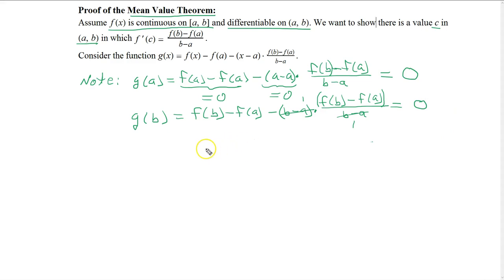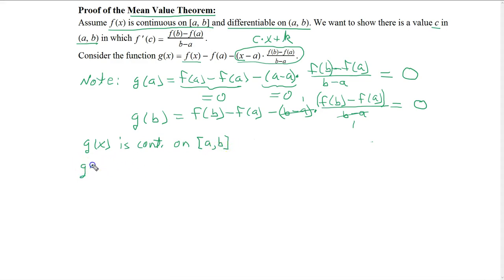And let's note two other things about g. First of all, g of x is going to be continuous on the closed interval a, b. Now why is it continuous? Well, if you look back at how g is defined, it's a linear combination of the function f of x and the linear function x minus a times a constant. So this piece right here is like c times x plus some number k. This is a continuous function everywhere. The f of x is continuous over the closed interval a, b. So g is going to be continuous over the closed interval a, b.